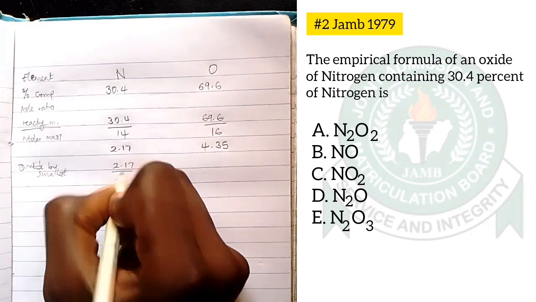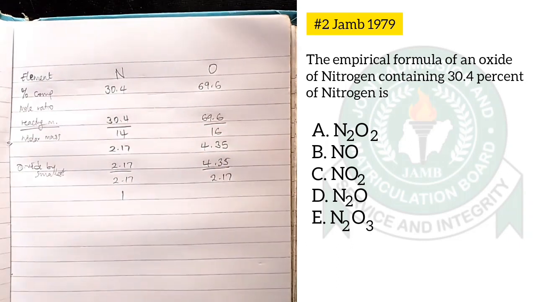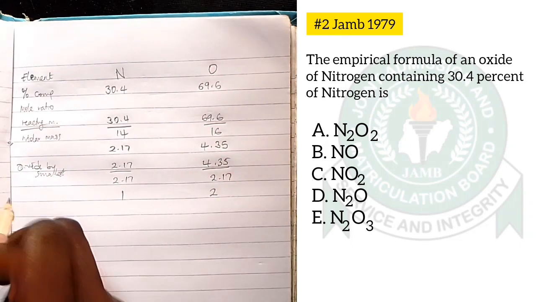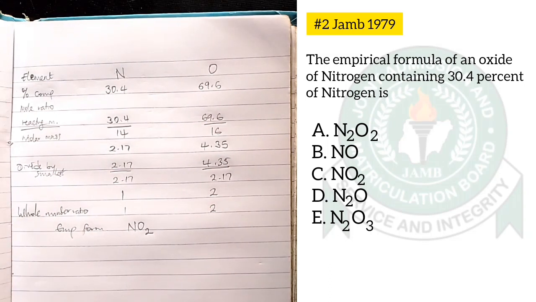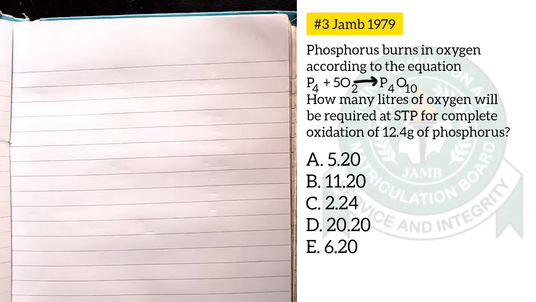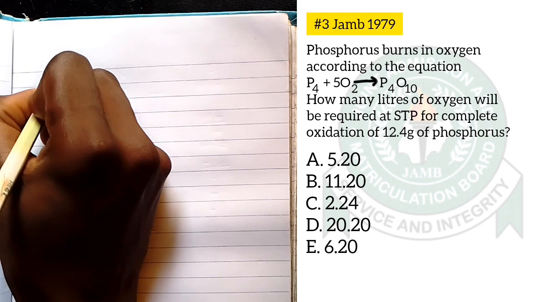Then we divide by the smallest. So we divide all by 2.17, which will give us 1 for the first case and 2 for the second case. So the whole number ratio is 1 to 2. So the empirical formula is NO2. Okay, but again, try to pause the video, answer it before checking it.